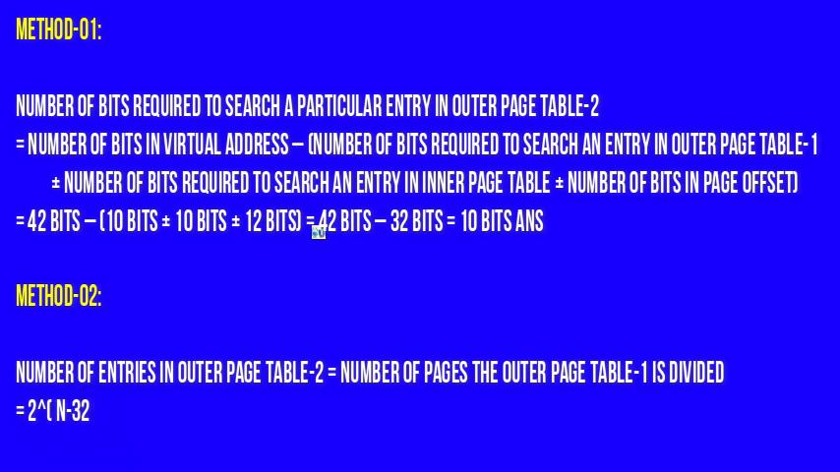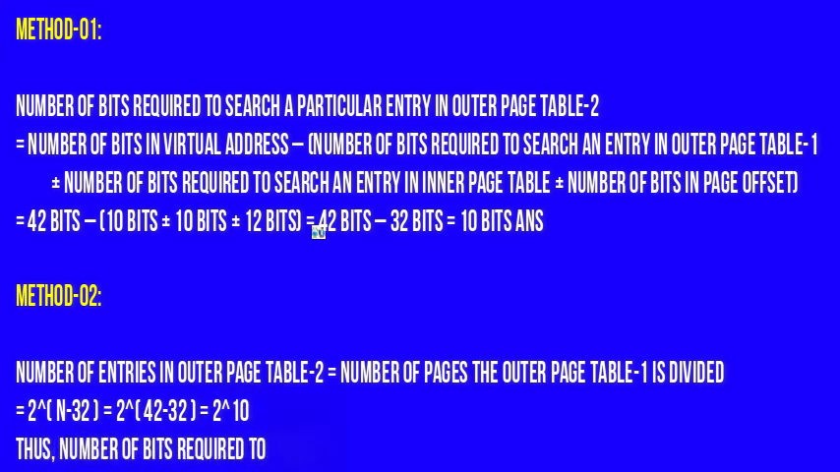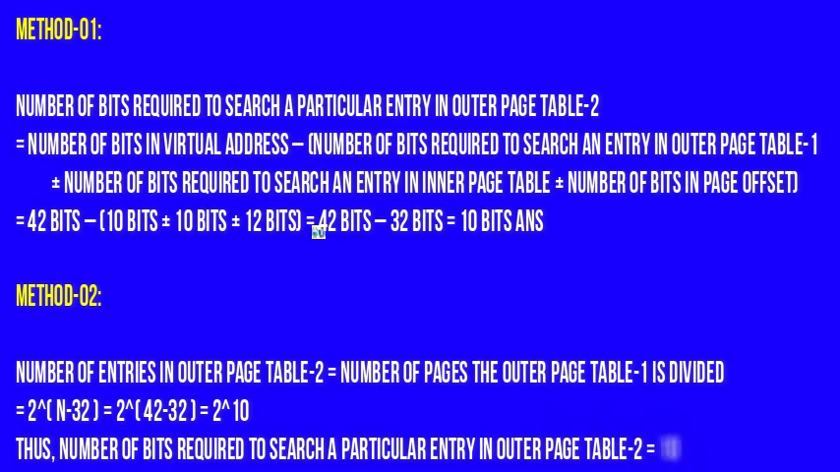Method 2: the number of entries in outer page table 2 equals the number of pages the outer page table is divided into, which we have already found to be 2^(n-32). Here n is 42 bits, so 2^(42-32) equals 2^10. Thus the number of bits required to search a particular entry in the outermost page table 2 equals 10 bits. Answer.